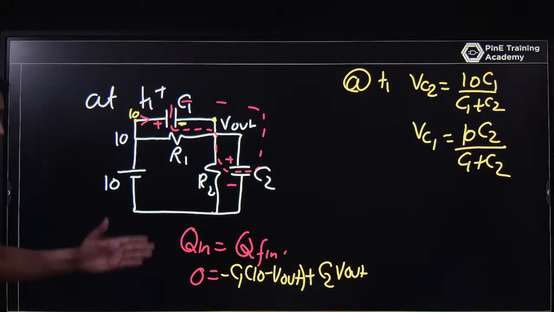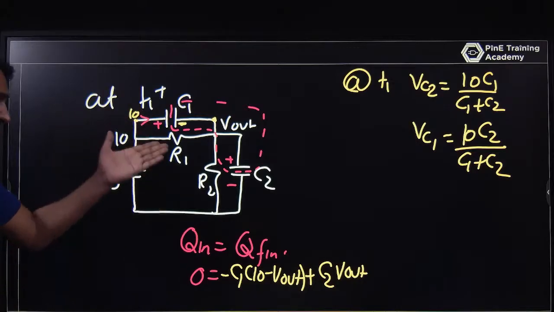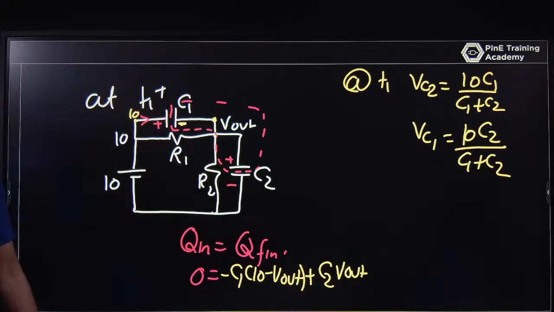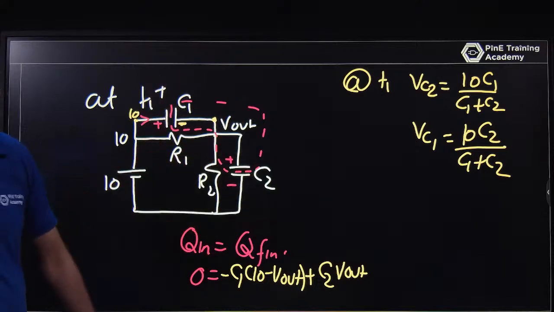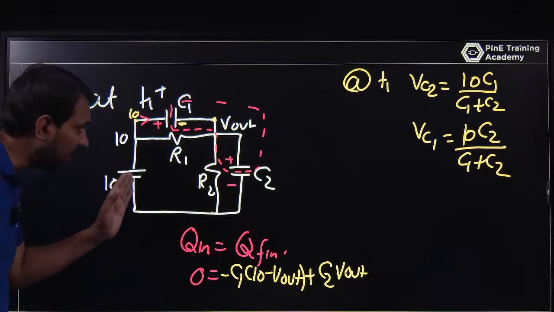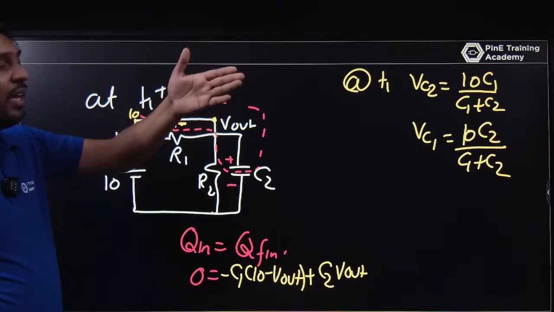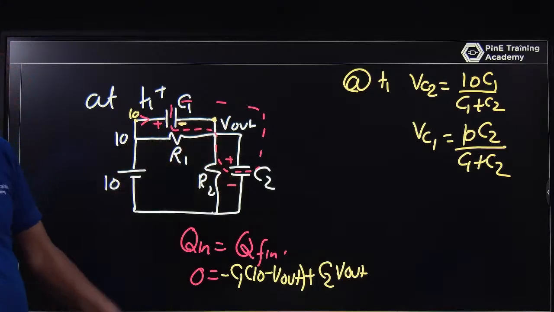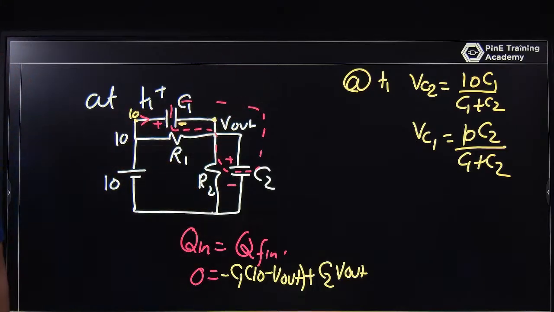So at T1 plus, the capacitor voltage is changing rapidly because the current through R1 and R2 is very large. In between the path there is no resistance, so the capacitor will charge rapidly with a large amount of current, and the voltages across C1 and C2 will be different. That is, VC2 is 10 C1 upon C1 plus C2, and VC1 is 10 C2 upon C1 plus C2. So this is happening at T1 plus. Please solve it after that.